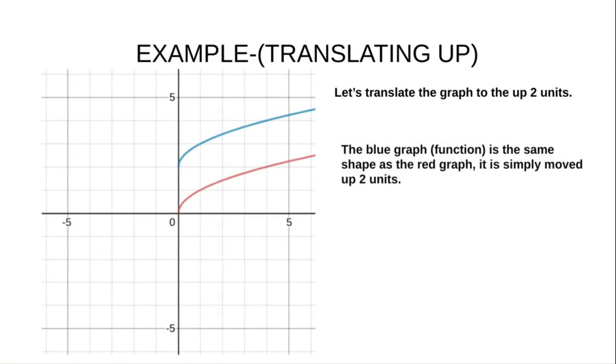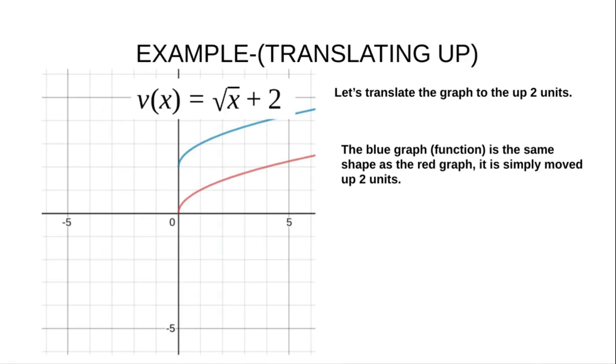And basically the blue graph is the same shape. It increases in the same way. It simply moved up 2 units. And if I were to describe it with an equation, I could say it's v of x equals the square root of x plus 2. Pay attention to where the plus 2 is at. It's outside of the square root, not inside of the square root like it was on the horizontal translation.